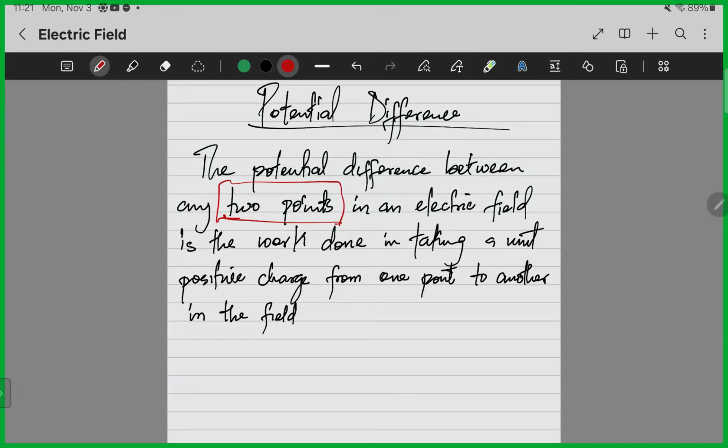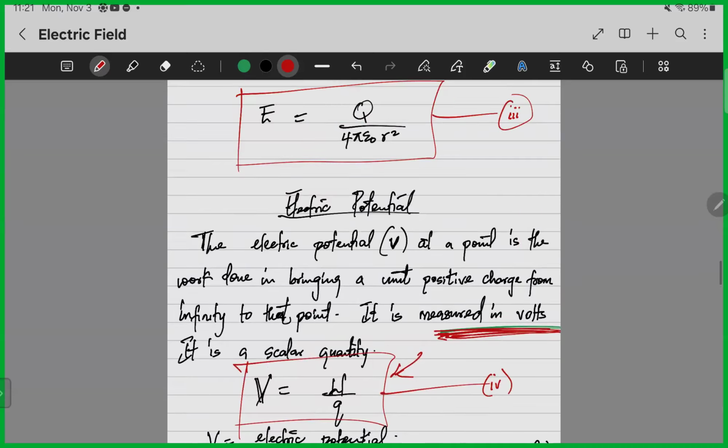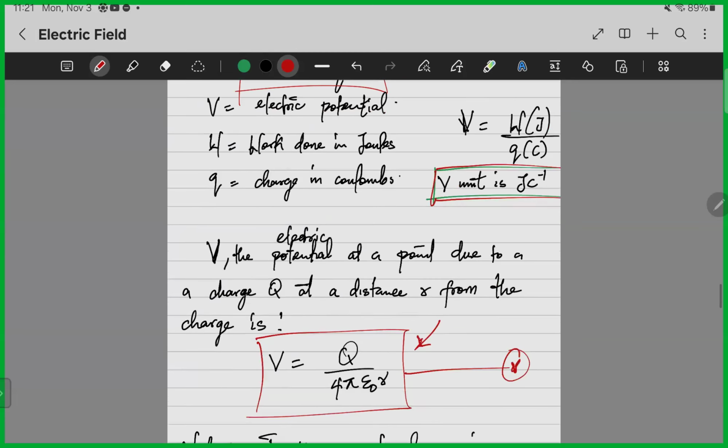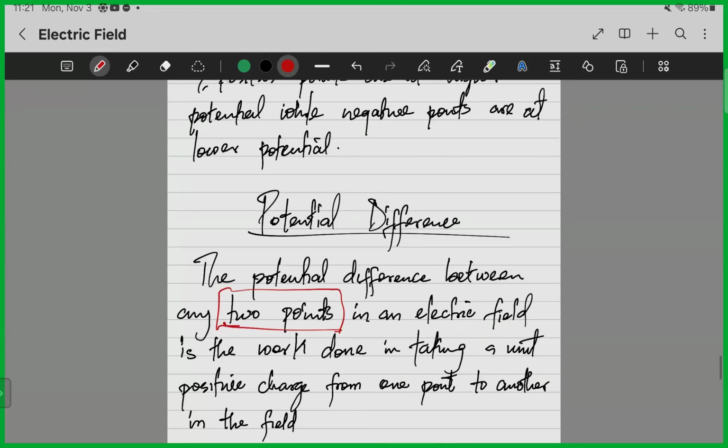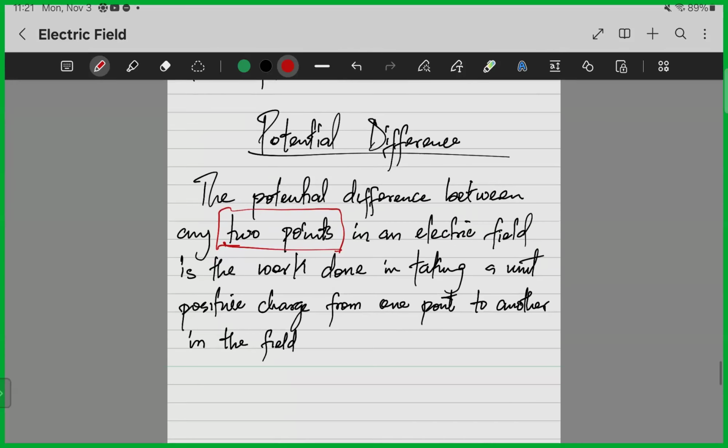So in the case of electric potential, we are talking about a unit positive charge from infinity to a point. So in electric potential, we are considering a point and infinity, the relationship between a point and infinity. But in the case of potential difference, we are considering two actual points. So there is no discussion of infinity in the case of potential difference. This is clearly the difference between electric potential and potential difference.